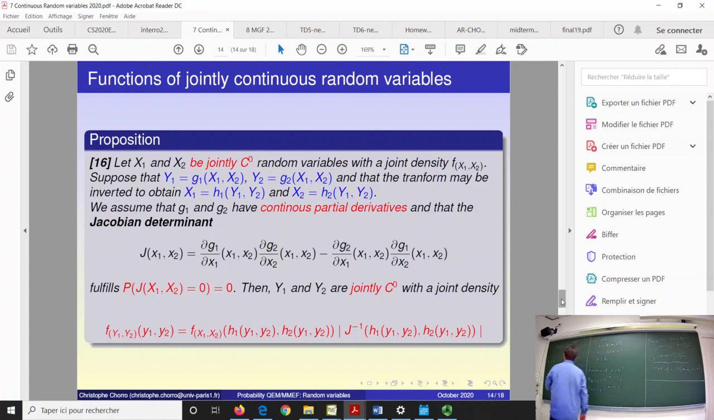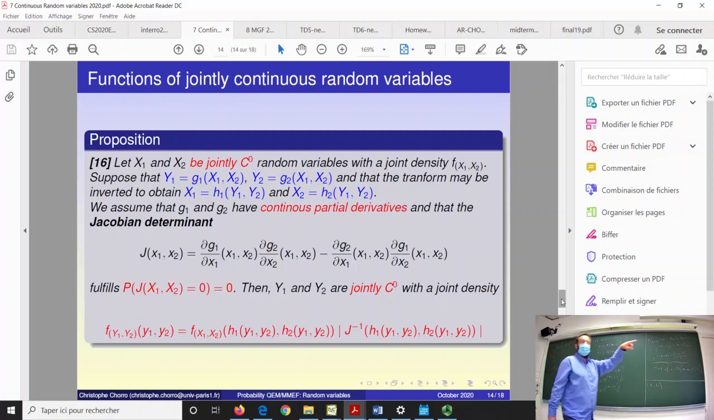So I start with a pair that is x1, x2, okay? I am exactly in the setting of this proposition because they are independent. I know the density of each component, so I know what is the joint density of this one. The joint density is the product of the density of each component by independence. Okay, so I start from my x1, x2 as in the statement of the proposition 16. And the idea is to have some news about this one.